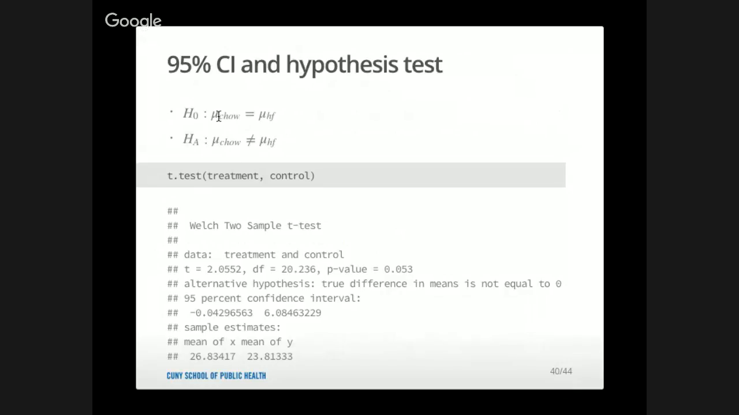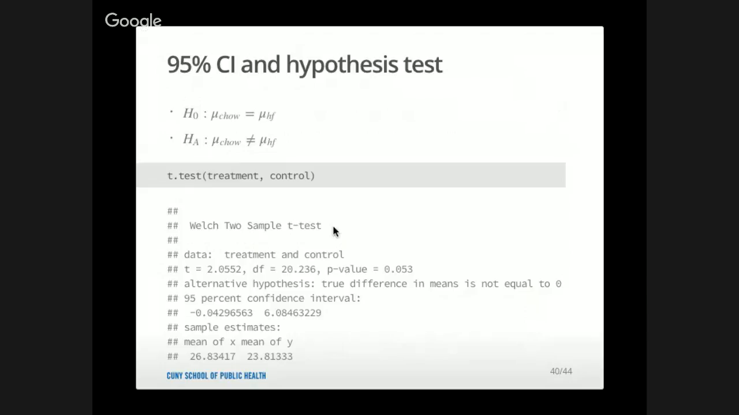And now our null and alternative look like this. The null is that those two population means are the same. The alternative is that they're different. We do a two-sample t-test just by giving the two vectors to the t-test function. We see this output. It says Welch two-sample t-test. Welch is the default in R.